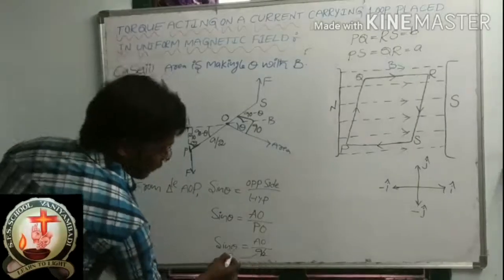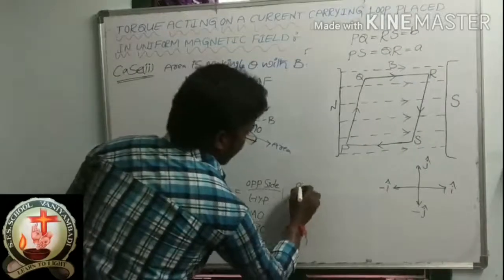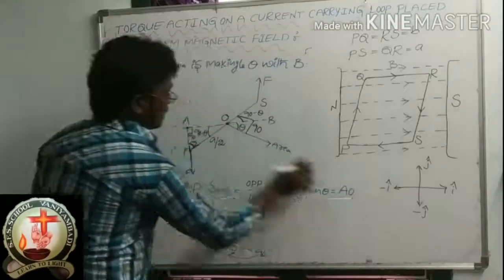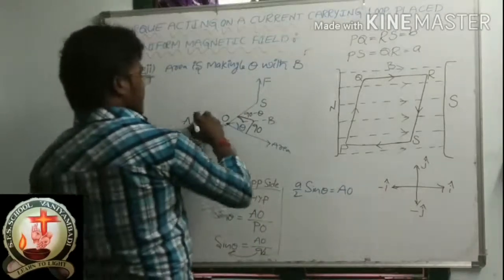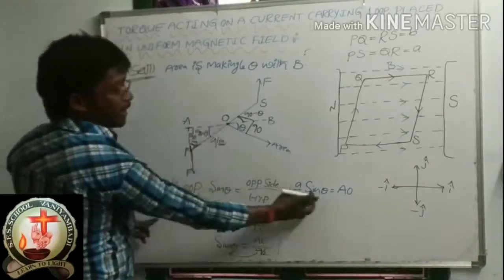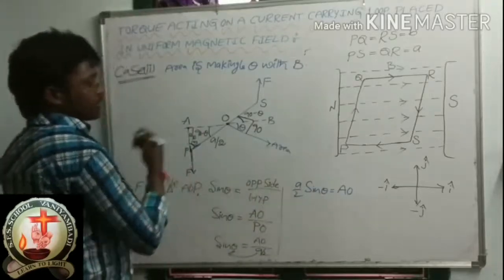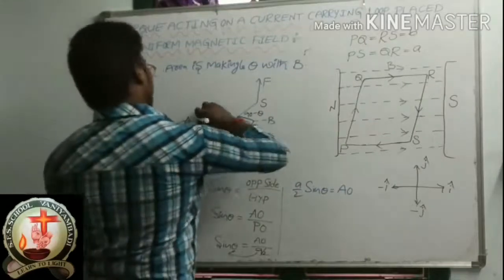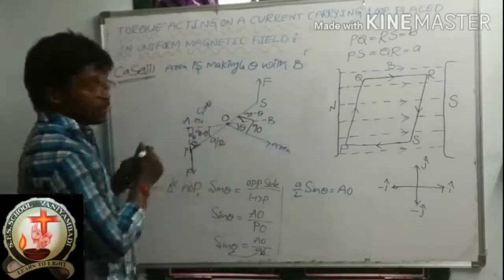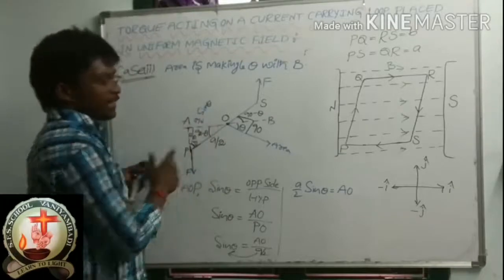Then you can move this A by 2 to the other side. So A by 2 sin theta is equal to AO. AO is the perpendicular distance. So what is the perpendicular distance value? A by 2 sin theta. Simply take this value and substitute it here. In case 1 we directly used A by 2, but here the perpendicular distance is A by 2 sin theta.